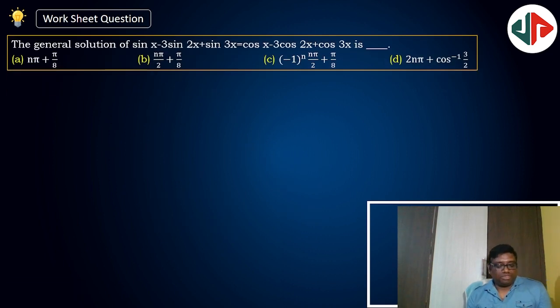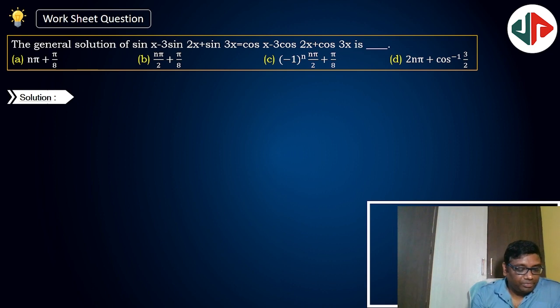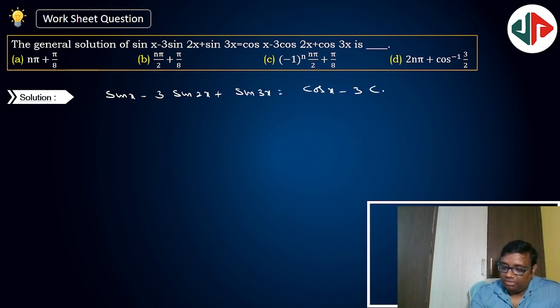The general solution of sin x minus 3 times sin 2x plus sin 3x is equal to cos x minus 3 times cos 2x plus cos 3x is equal to 0. So this is the equation we have to simplify. Let us see one time. What is the condition they gave? Sin x minus 3 times sin 2x plus sin 3x is equal to cos x minus 3 times cos 2x plus cos 3x.